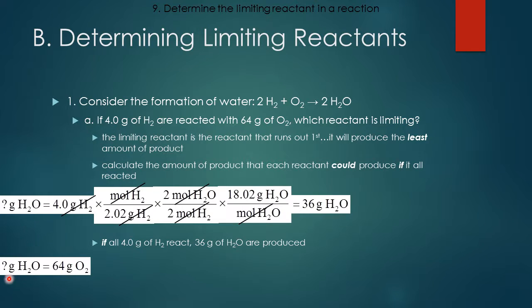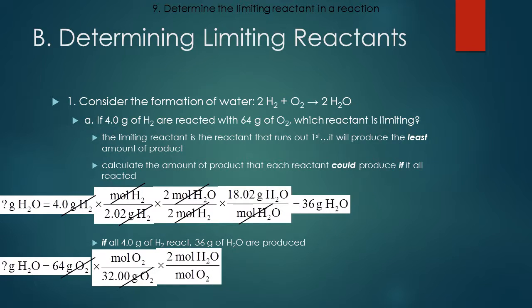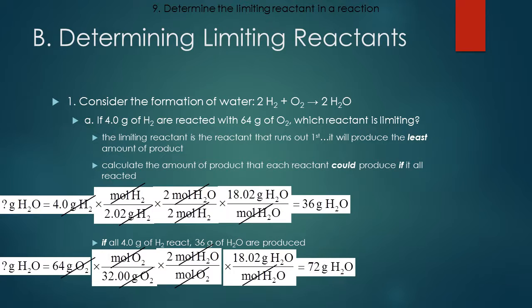Again, I want to find how much water is going to be produced if all 64 grams of oxygen react. So I use the molar mass of oxygen, it's 32 grams per mole. Grams cancel. Use my mole ratio. You can see up here 2 moles of water for every 1 mole of oxygen. And then I can use my molar mass, 18.02 grams per mole. Moles cancel. This gives me 72 grams of water.